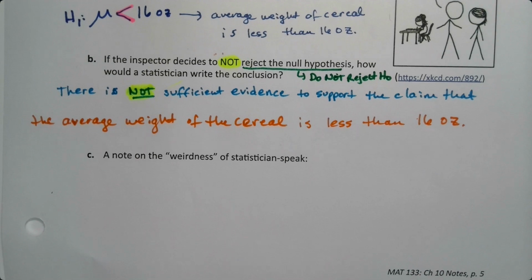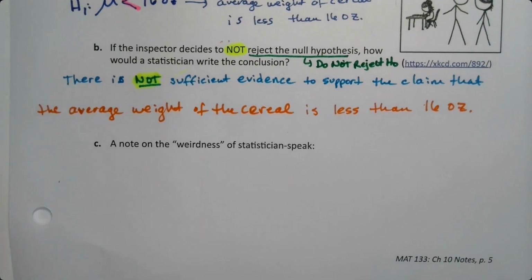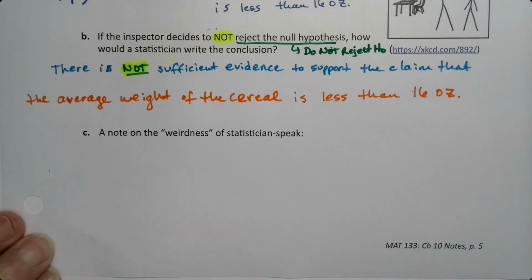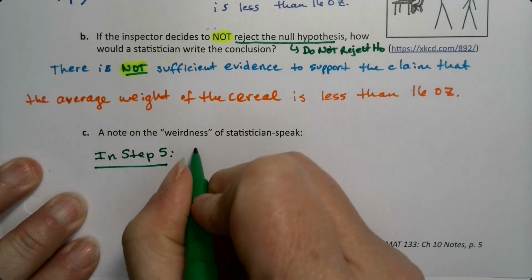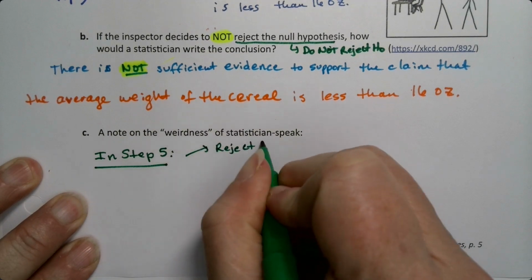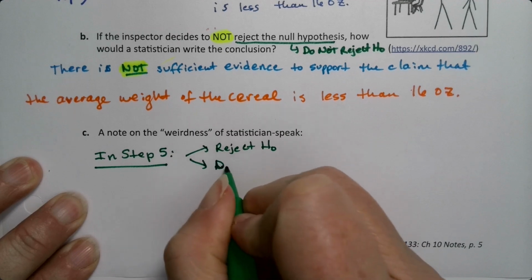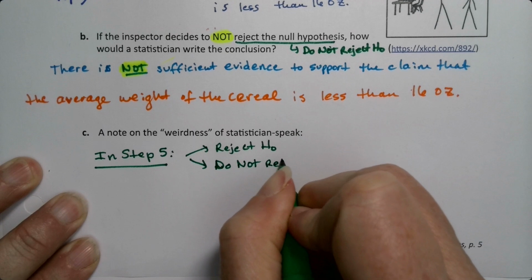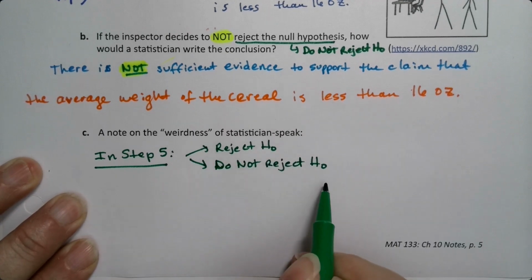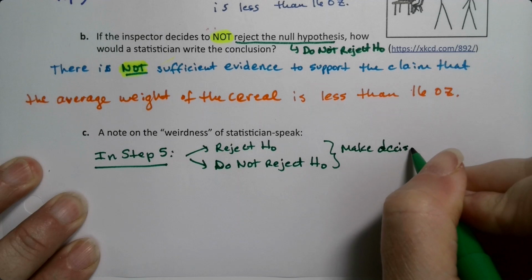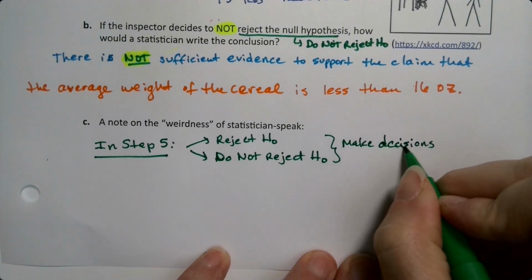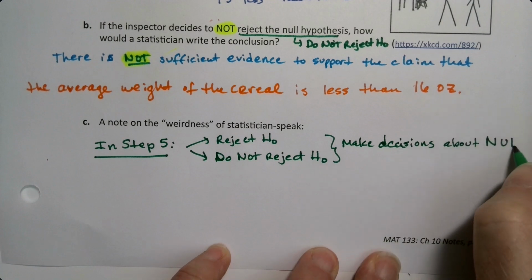Okay, so one other thing to notice before we leave this page behind, which is that there's a logical structure here that's restricting how we get to talk about these things. We can't just go off willy-nilly and write whatever we want. We have to follow this, and it's got a little bit of a weird quirk to it, because in step 5, we make a decision about H naught, right? We decide to either reject H naught or do not reject H naught. Reject the null or do not reject the null. So you're making decisions in step 5 about the null hypothesis.